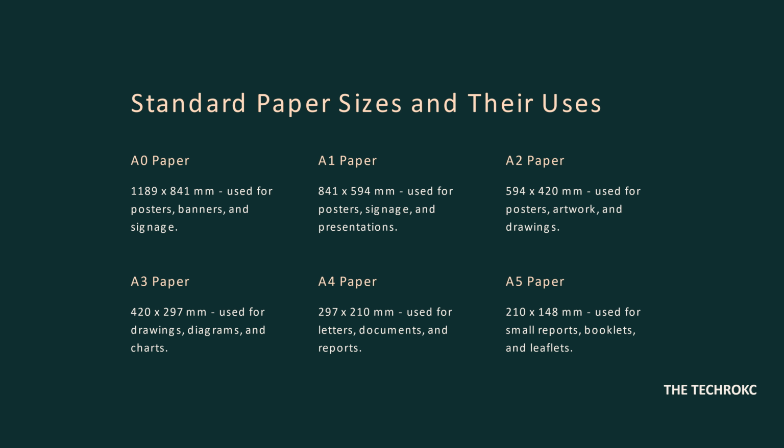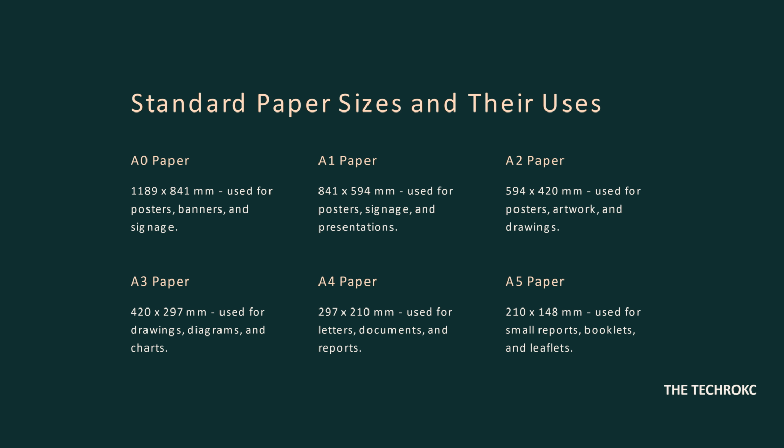Move on to the bigger size. The bigger size is the A2 paper. The A2 paper has a measurement of 594 by 420 millimeters. It's mainly used for artwork. But the standard paper for WAEC, as we know, is the A2 paper. It's also used for posters and drawings.